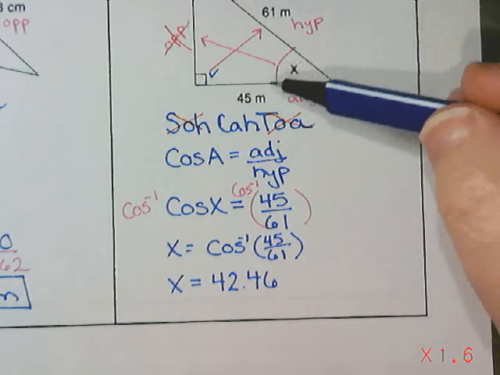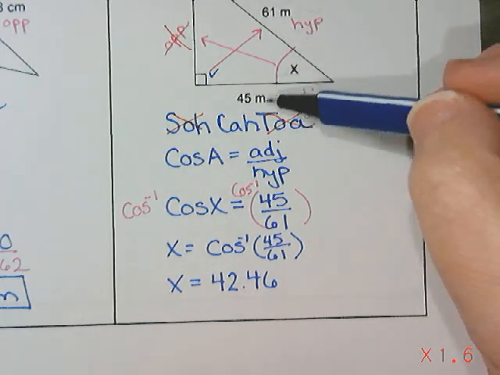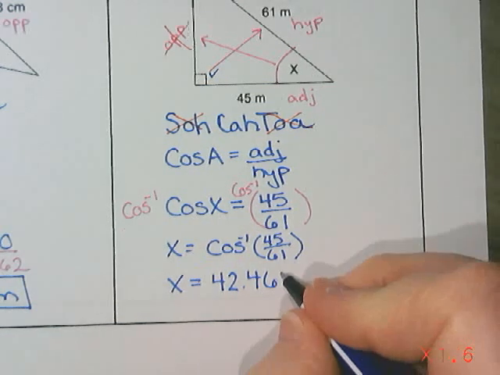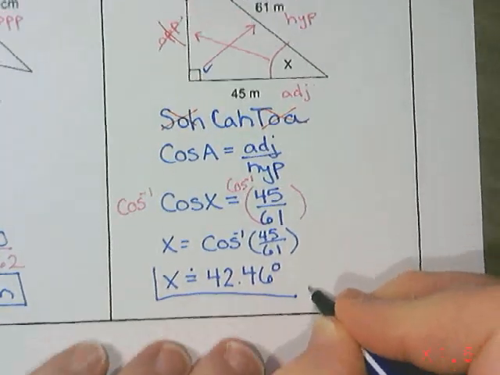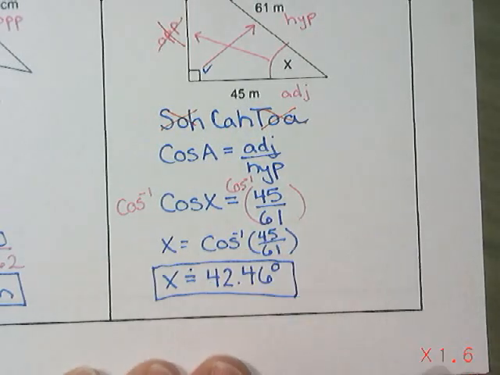Now the side lengths are all measured in meters, but this is an angle, so it is in degrees. So our final answer is 42.46 degrees.